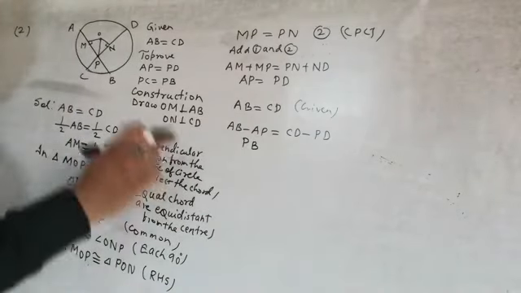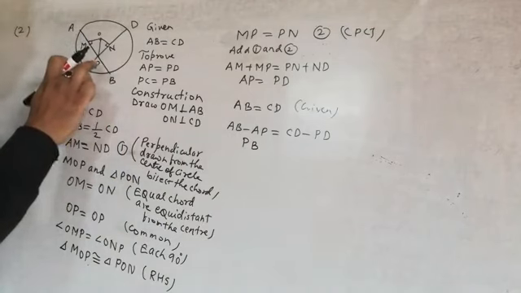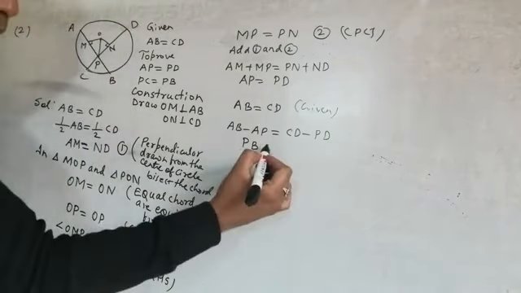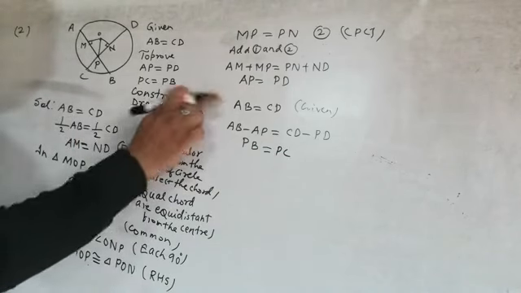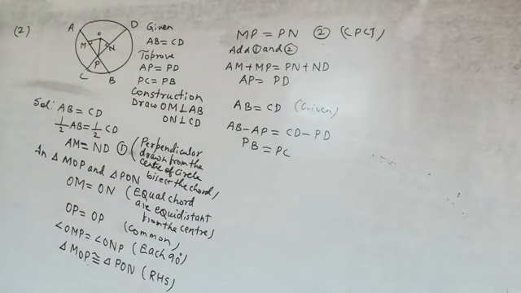And similarly from CD, if you subtract PD, it will be PC. So PC equal to PB came. Both of these we were supposed to prove, and we have proved them. So we can say that if two chords are equal, then their corresponding segments are equal to each other. This we were supposed to prove in the question. Now we'll take another question, the third one. I hope everything is clear to you now.